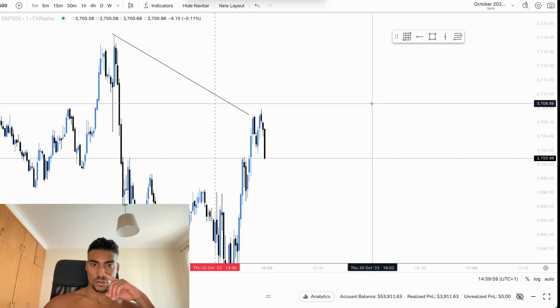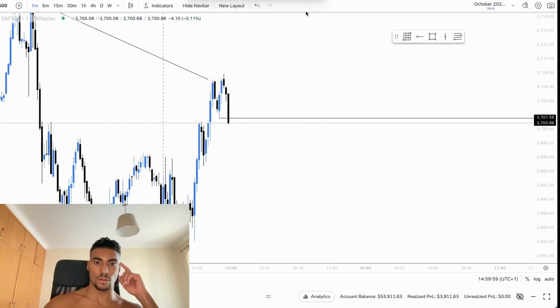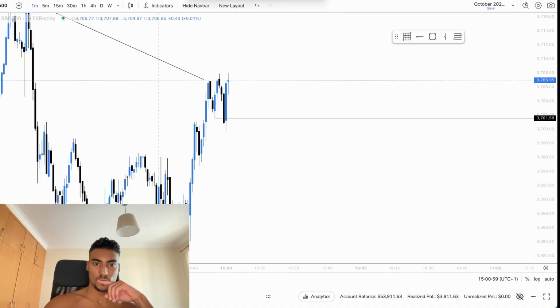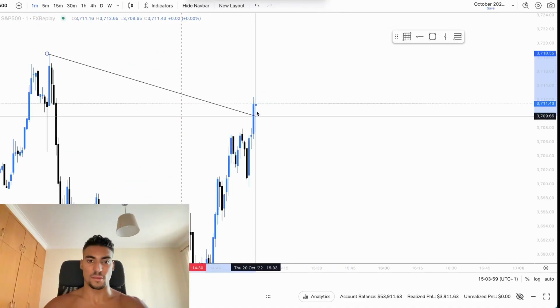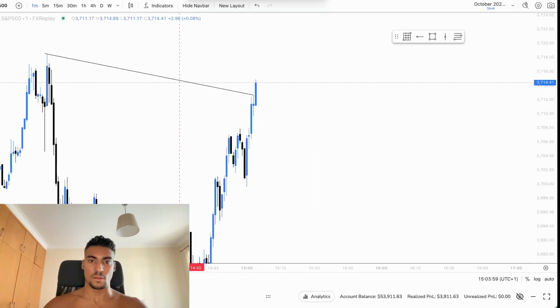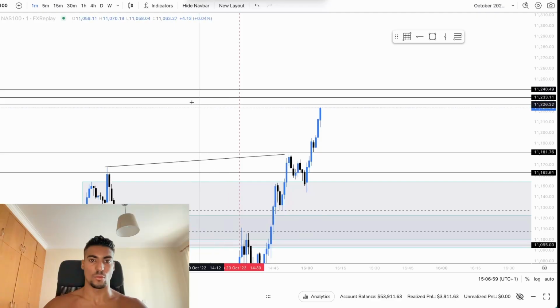Okay, so we got a break of structure right here, boom, out of liquidity sweep. Now I'm waiting for a continuation confluence. Okay, forget about it. Moving higher still. Holy shit. Okay, so we're sweeping everything. I don't know what's happening. I think we're moving to the moon.